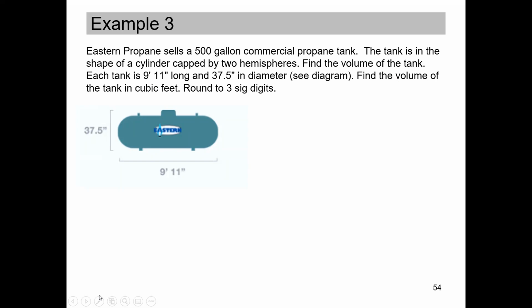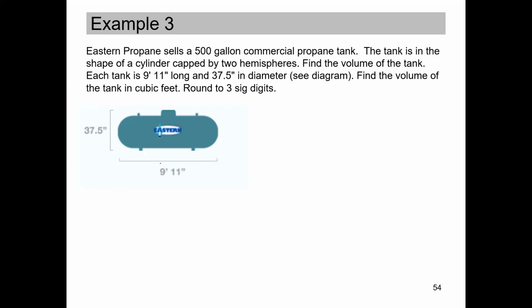So Eastern Propane sells a 500-gallon commercial propane tank. The tank is in the shape of a cylinder capped by 2 hemispheres. So we have a cylinder here, which would be in this spot here, and then we have 2 hemispheres, which together make a sphere. So hemisphere means like half a sphere, but together they're going to make a sphere. So find the volume of the tank.